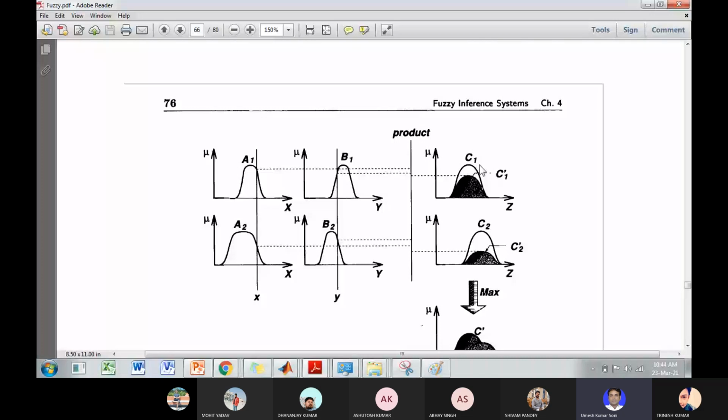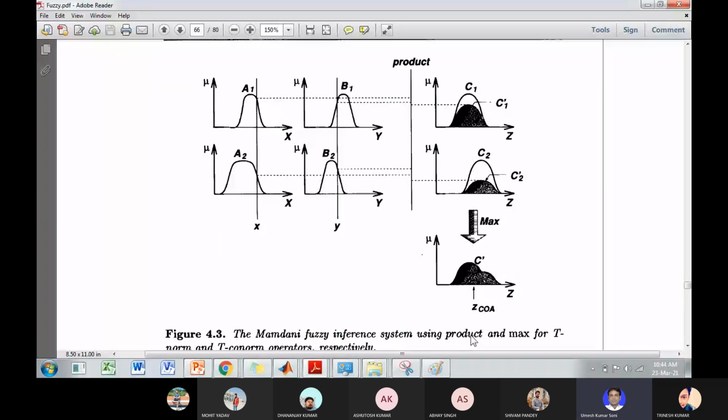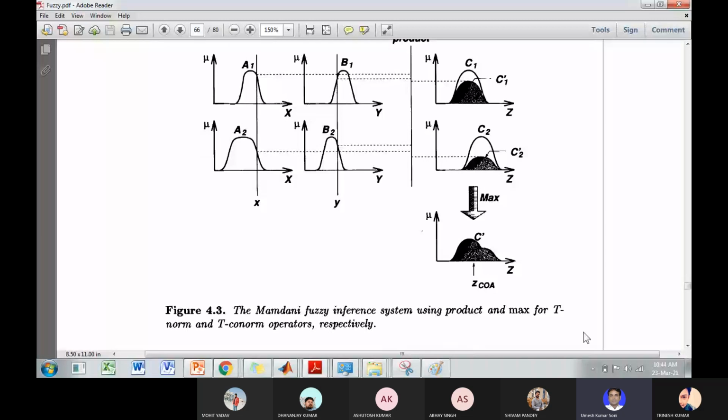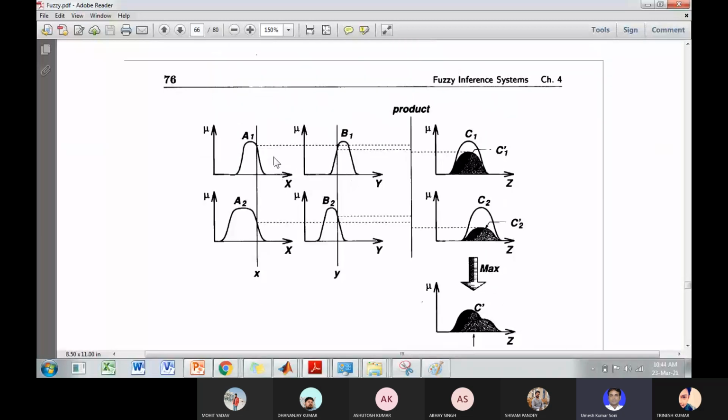So in that case, what you have taken, the product is taken as the AND operator. Okay, and for the OR operator, the T co-norm operator, the max is taken. Here the fuzzy rule is that x is a1 and y is b1, then we will use the product between these. So in that case, the output will be, suppose here the membership grade at this point is, suppose two membership grades here. This is membership grade 1 and 2.